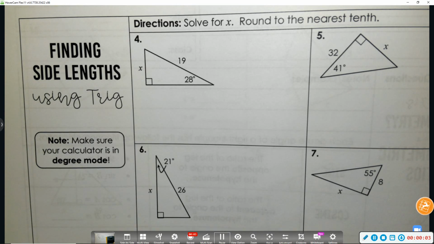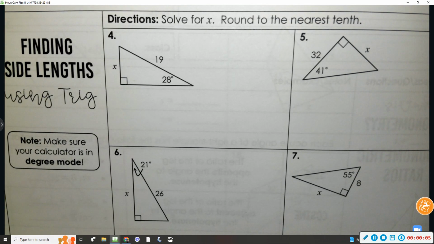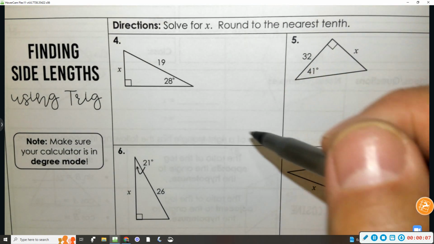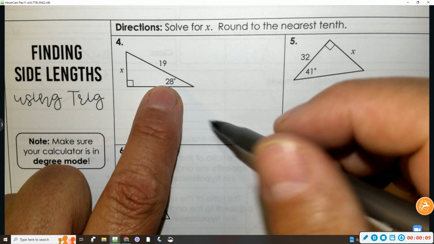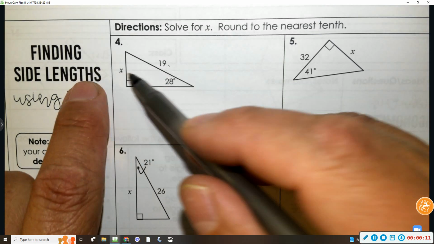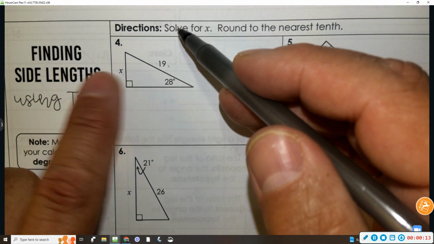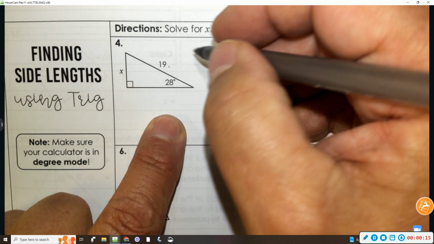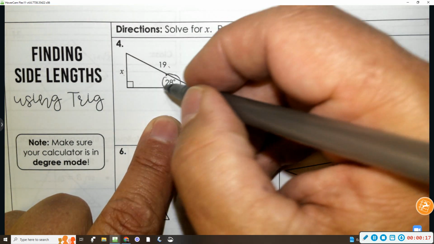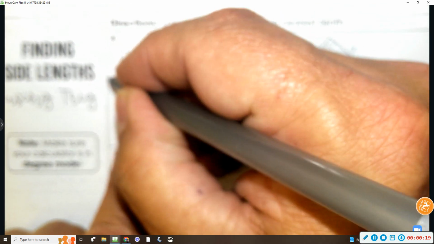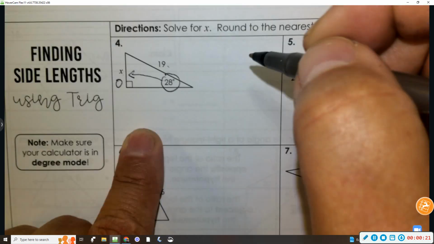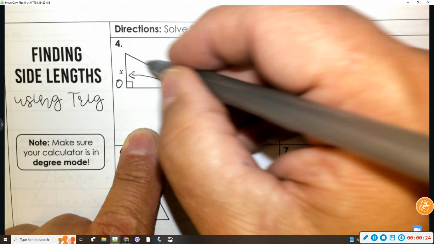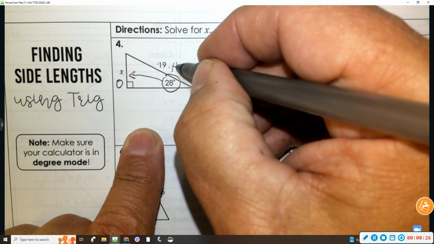Here's your lesson on finding side lengths using trigonometry. When I'm given an angle and one of the sides, and I want to find another side, we need to use trigonometry to find that side. So we're going to circle the angle and identify and label that x is the opposite of that angle, and that 19 is the longest side, which we call the hypotenuse.